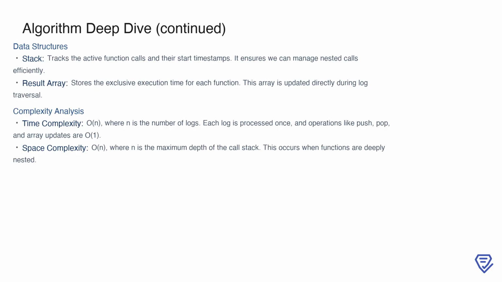Regarding the algorithm's complexity, the time complexity is O(n), where n is the number of logs. Each log is processed exactly once, and operations such as pushing to or popping from the stack, as well as updating the result array, all take constant time. The space complexity is also O(n), where n corresponds to the maximum depth of the call stack. This occurs in scenarios where functions are deeply nested. Together, these structures and their efficiency make the algorithm scalable and well-suited for large inputs.